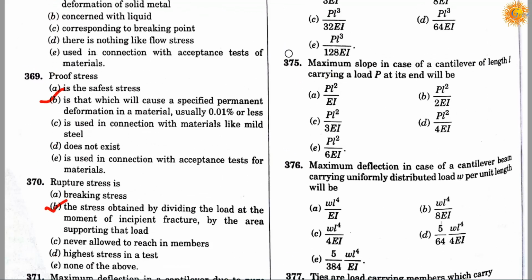Question number 375. Maximum slope in a case of a cantilever of length L carrying a load P at its end will be option A, PL square divided by EI, option B, PL square divided by 2 EI, option C, PL square divided by 3 EI, and option D, PL square divided by 4 EI, and option E is PL square divided by 6 EI. Correct answer is B. It will be PL square divided by 2 EI.